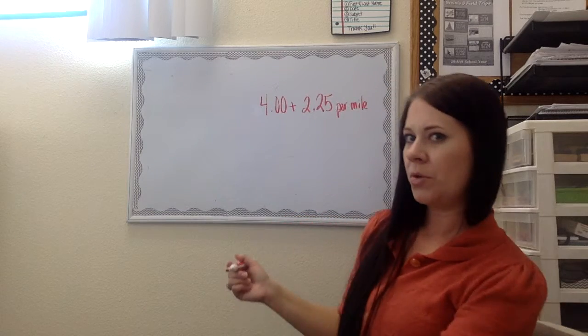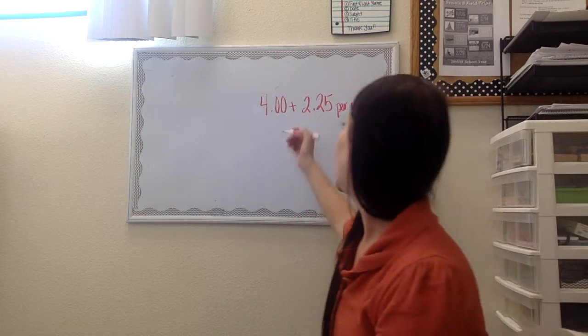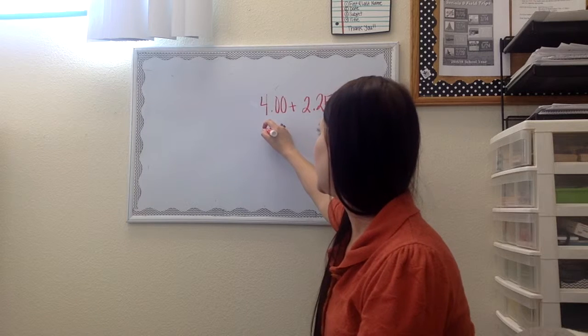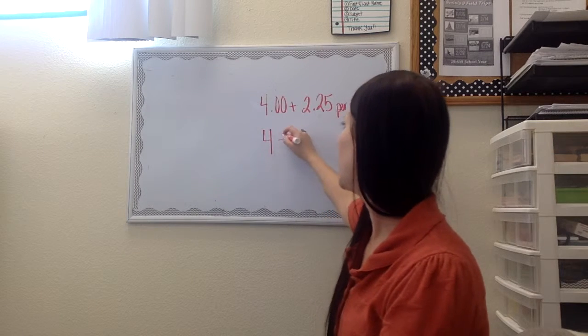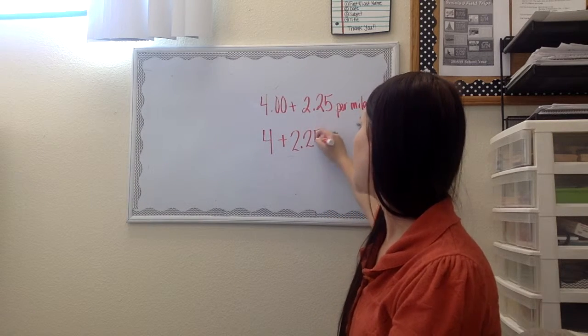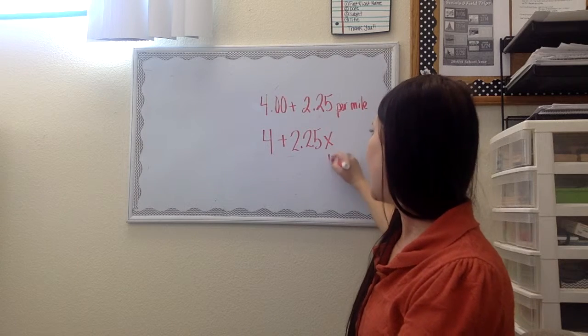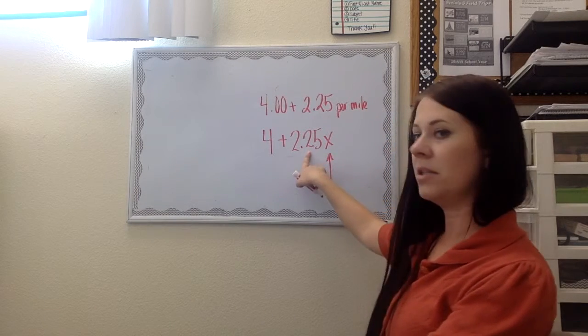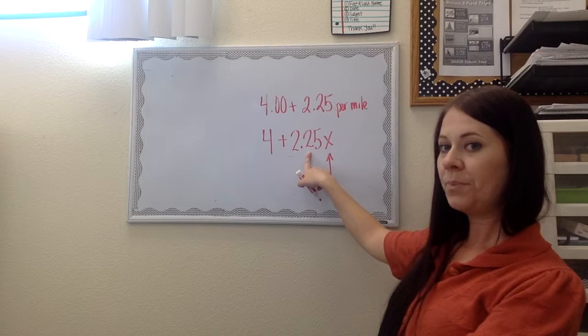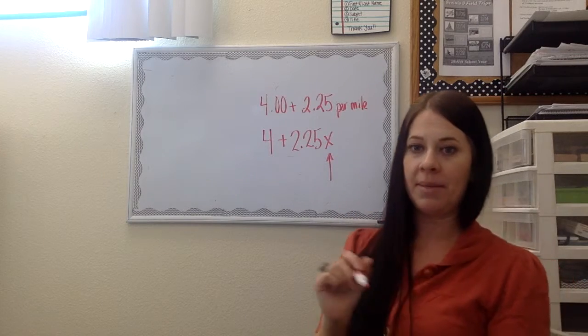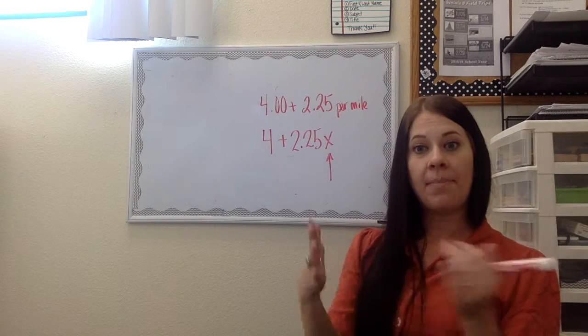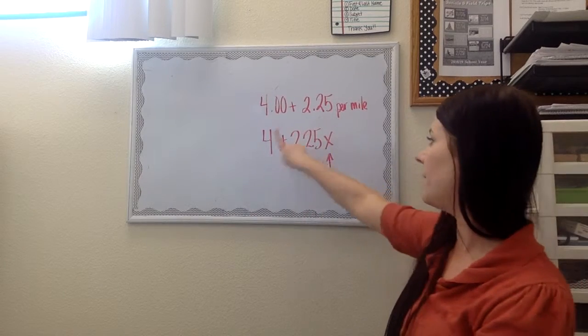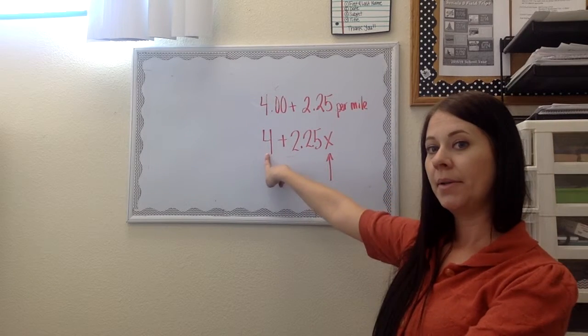So I'm just going to show you something 8th grade. And the way this would look in 8th grade is 4 plus 2.25x. And this x is being multiplied to the 2.25. And we make it an x because we don't know how many miles. And we know with PEMDAS, we do multiplication before we add the 4.